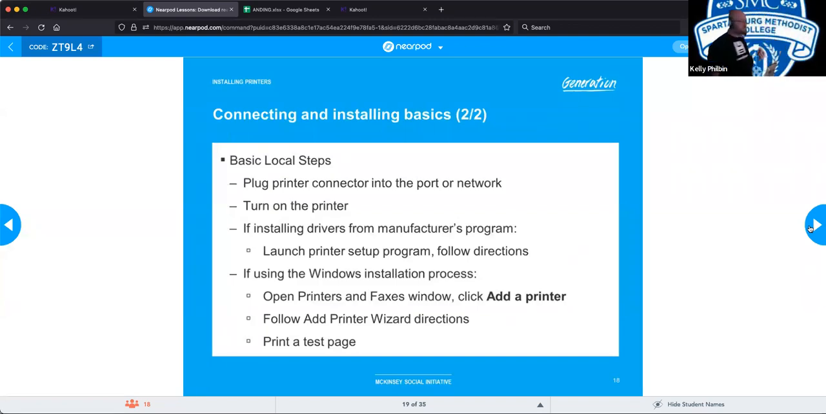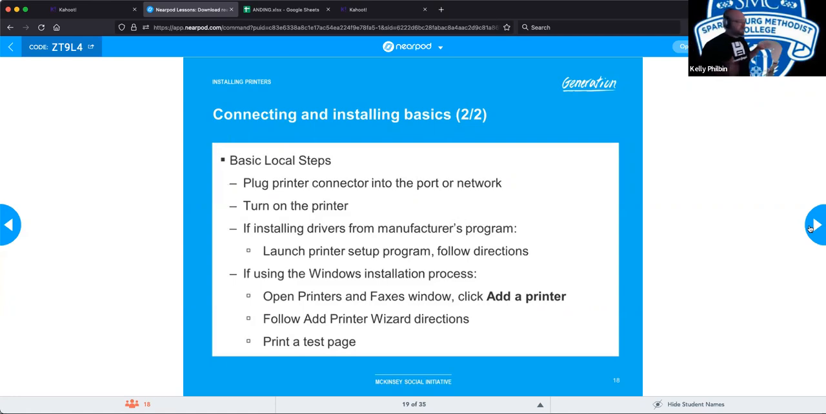All right, basic local setup. Plug it in, turn it on. At that point, install the drivers. It's about as easy as it gets. And that's just a local printer. You've got it on the side of your computer, hooking it up directly to your desk. That's all you need to do.